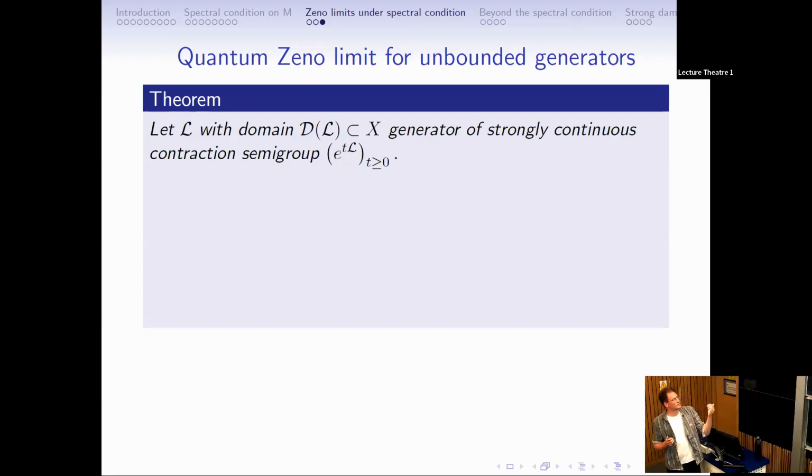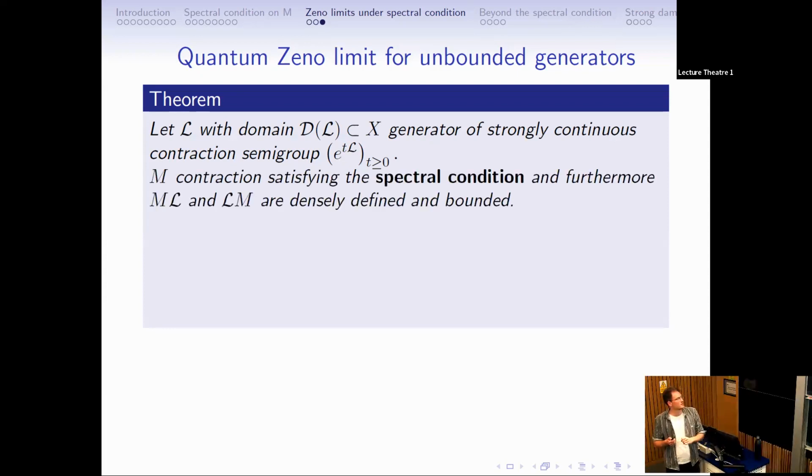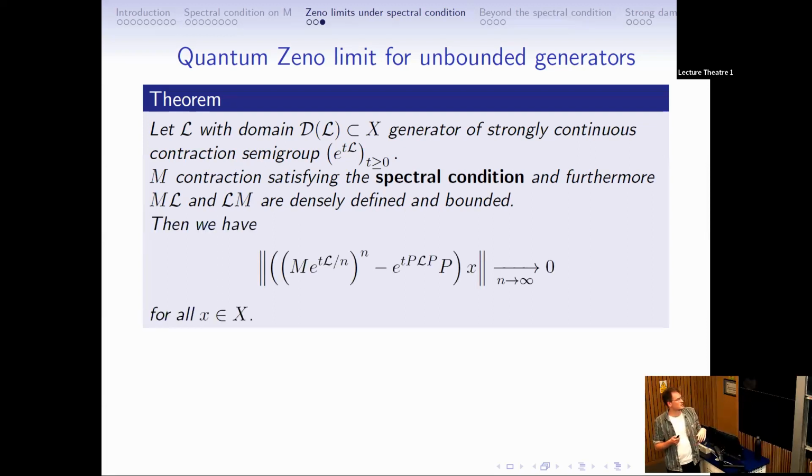What we can also do is lift to unbounded generators. So we have an unbounded generator with some dense domain of some strongly continuous contraction semigroup. M still satisfies the spectral condition, and we need M and L to talk about it, because already when L is unbounded on some general Banach space, making sense of PLP or some variant of that might be a headache, right? So we have this very strong assumption that ML and LM are both densely defined and bounded. Under this condition, we also get convergence of the Zeno product, but in the strong sense.